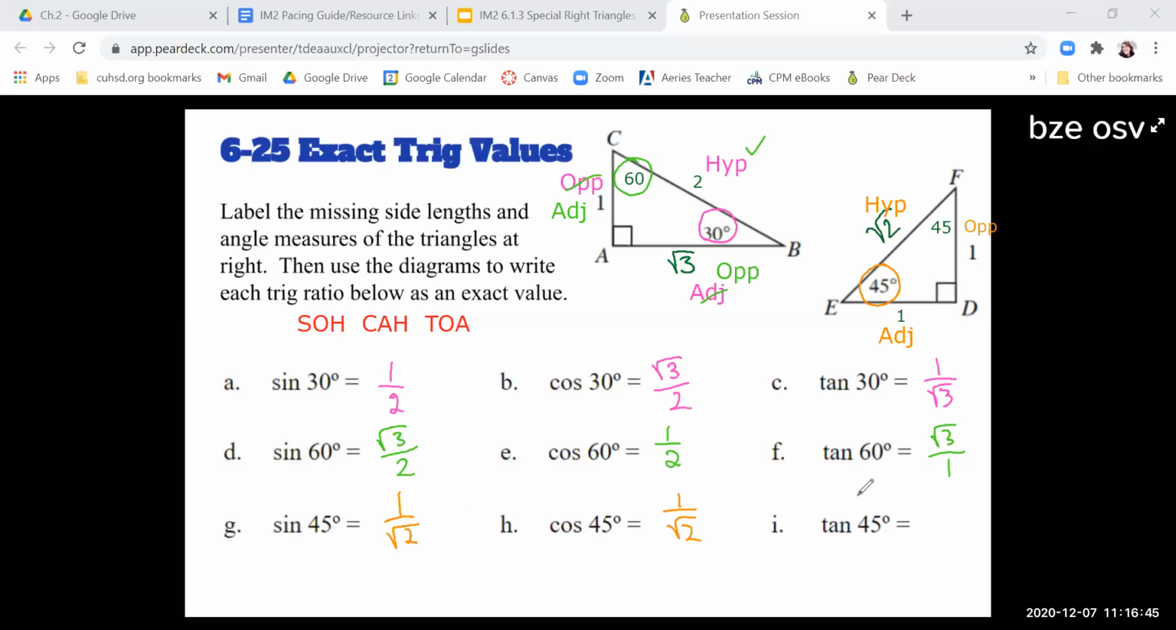And then the tangent of 45 is the opposite over adjacent. So in this case, that's 1 over 1. And it wouldn't matter which way we had that either. It would always equal 1.